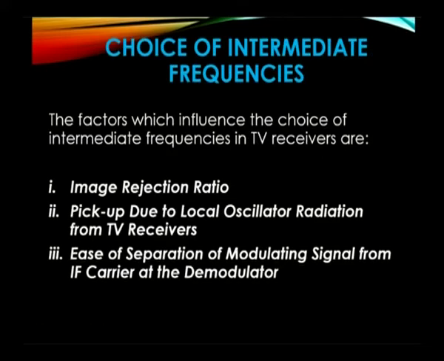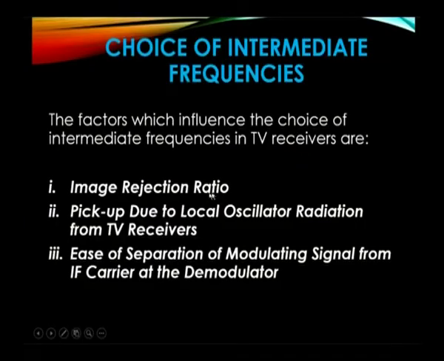So, choice of intermediate frequency depends on these factors. One is image rejection ratio, another one is pickup due to local oscillator radiation from TV receivers, and ease of separation of modulating signal from intermediate frequency carrier at the demodulator. But in this session we are going to concentrate only on the image rejection, and how this factor is going to affect selecting an intermediate frequency.